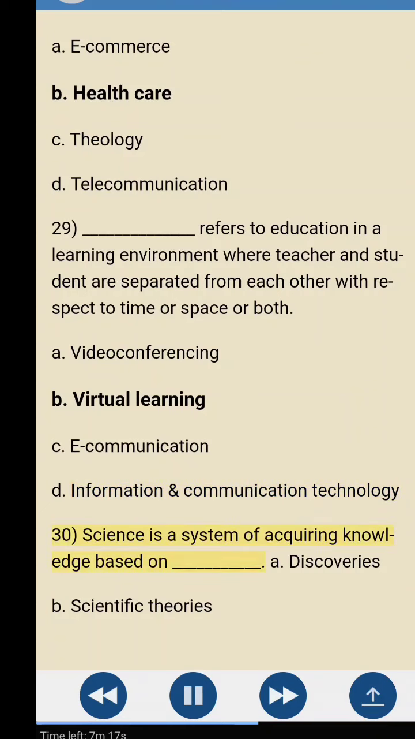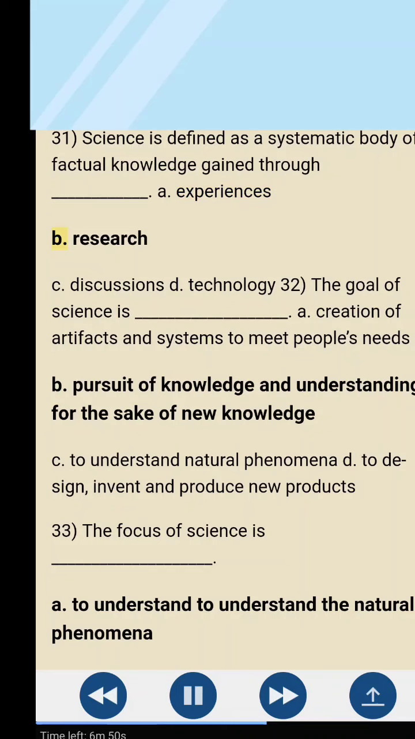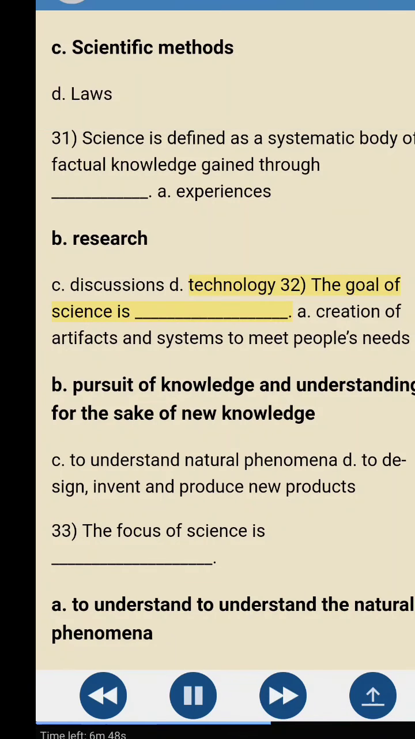30. Science is a system of acquiring knowledge based on blank. A. Discoveries. B. Scientific theories. C. Scientific methods. D. Laws. 31. Science is defined as a systematic body of factual knowledge gained through blank. A. Experiences. B. Research. C. Discussions. D. Technology.